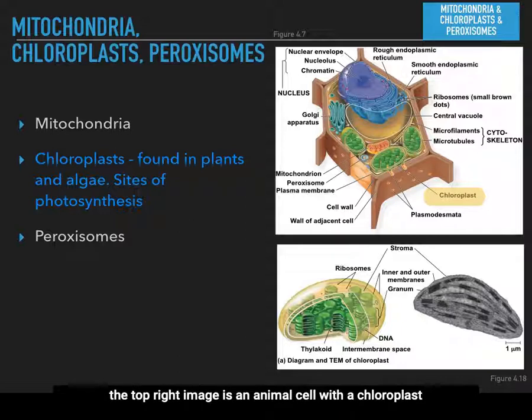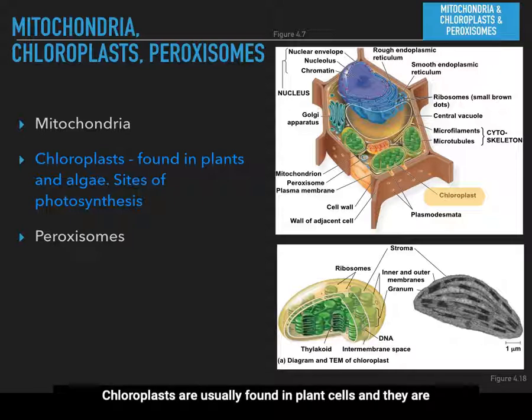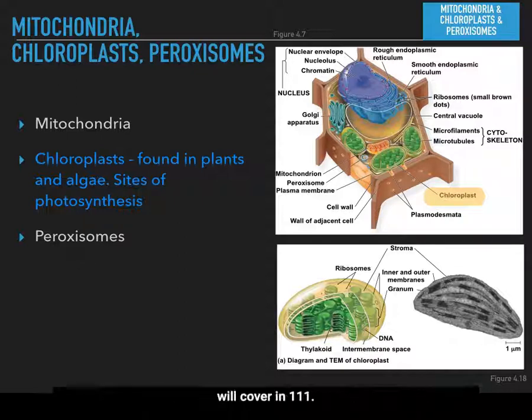Again, in the top right image is an animal cell with the chloroplast shown in green. In the lower right, there is an image of the chloroplast as well as a TEM showing the structure of the chloroplast. Chloroplasts are usually found in plant cells, and they are the site of the photosynthesis reaction, again which you will cover in 111. Photosynthesis generates the power for the plant cells in conjunction with the mitochondria.